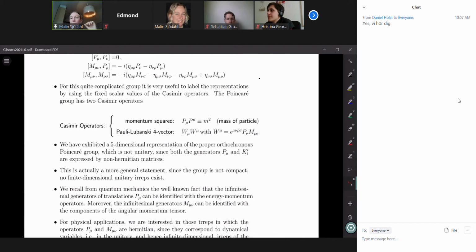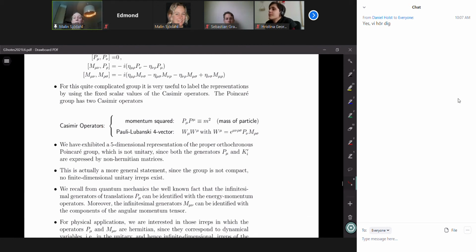And then I come to something interesting. We can ask ourselves, what Casimir operators can we have for this group? Well, it should be things that are left invariant under all group actions. And you already know that the momentum square is such a thing. So momentum squared, as you are well aware, is the invariant mass squared. So this is of course unchanged for boosts, rotations, and translations. So this is one of the Casimir operators.